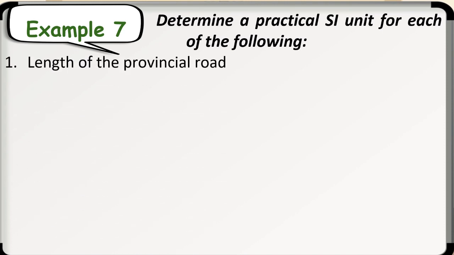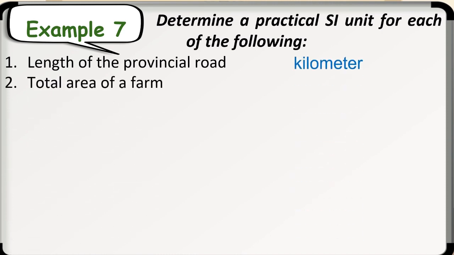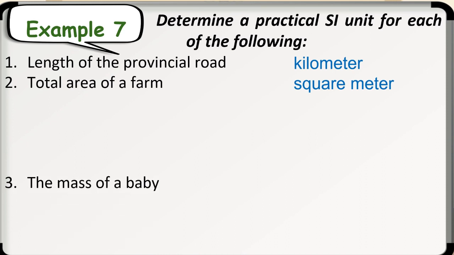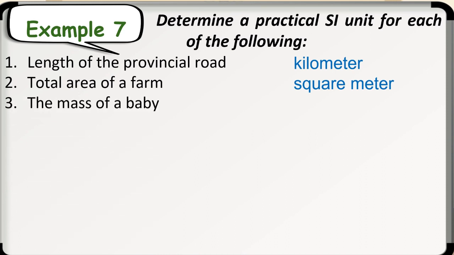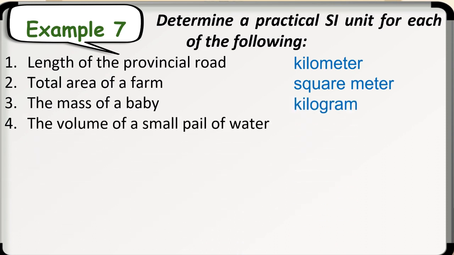And lastly, example number 7, determine a practical SI unit for each of the following. Number 1, the SI unit for length of the provincial road is kilometer. Number 2, the SI unit for the total area of a farm is square meter. Number 3, the SI unit for the mass of a baby is kilogram. Number 4, the SI unit for the volume of a small pail of water is liter.